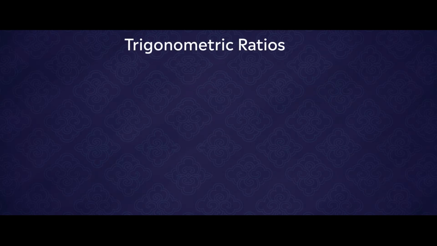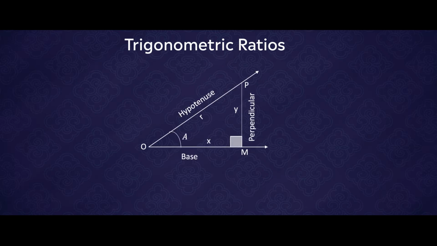You learned this one in class 10. It's just a recall. Now, if you look at the diagram, it is a right angle triangle. It has a base OM and perpendicular height PM, and its hypotenuse OP. And it makes an angle, let us say angle MOP is angle A. With reference to angle A, the side Y will be the perpendicular height, and X will be the base. Now, from here, you can get 6 different trigonometric ratios.